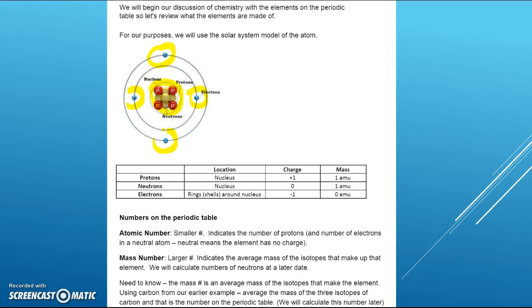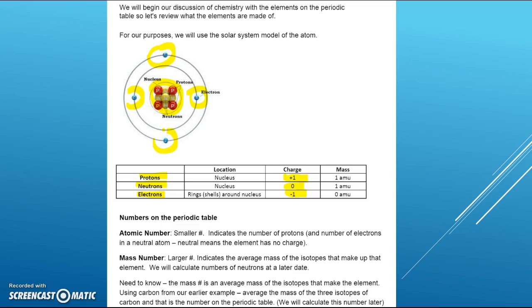So down here, we kind of have a summary chart. So protons, neutrons, and electrons. Protons are located in the nucleus, so are the neutrons. They have a charge that is different for each of these species. Protons have a charge of +1, neutrons have a charge of 0. They're neutral, they don't have a charge. And electrons have a -1 charge.